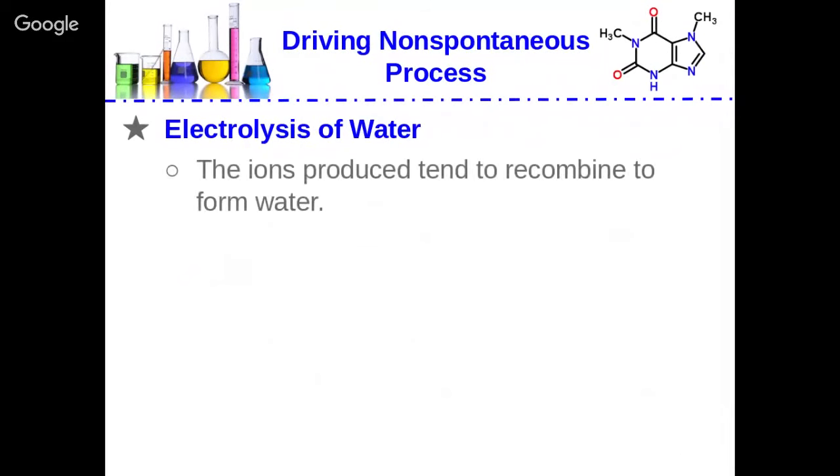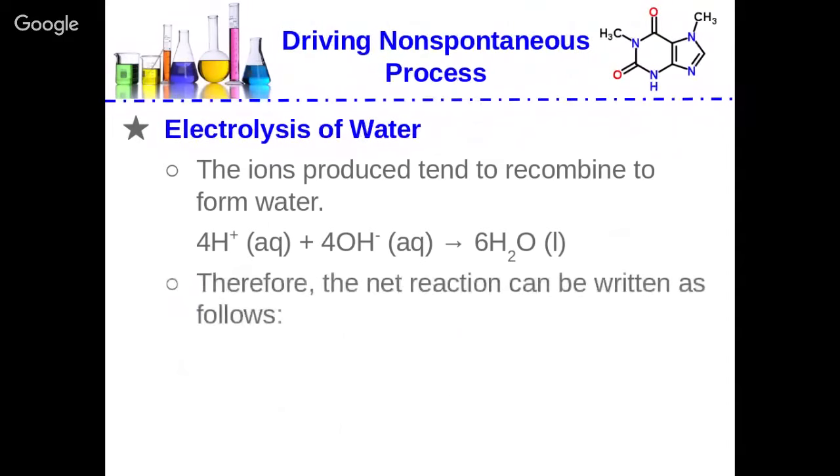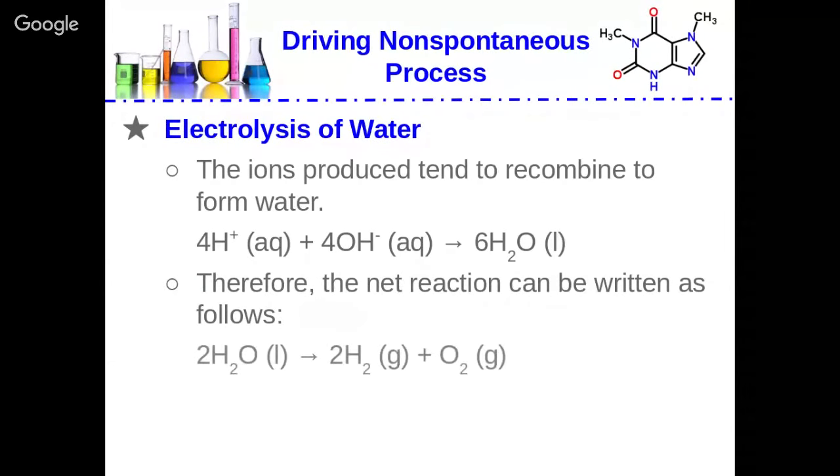The ions produced tend to recombine to form water. So we have 4 H pluses and 4 OH minuses that will come together to make 4 waters. Therefore, the net reaction can be written as follows. We have 2 water molecules that will split into 2 hydrogens and 1 oxygen.